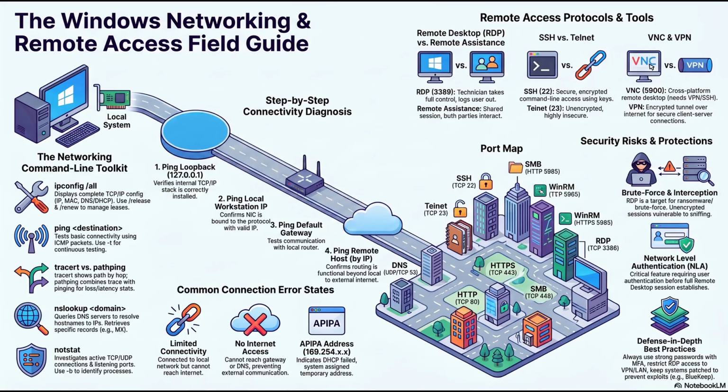Netstat tries to be helpful by performing reverse DNS lookups on every single foreign IP address it finds, trying to show you host names instead of raw IP numbers. And if you have hundreds of connections and the DNS server is slow or unresponsive, netstat will appear to just hang for minutes. To prevent that, you always append the -n switch. Netstat -n forces the tool to display addresses and ports in numerical format only. It skips the DNS resolution entirely, dumping the raw socket data instantly.